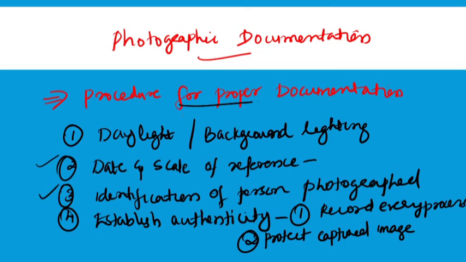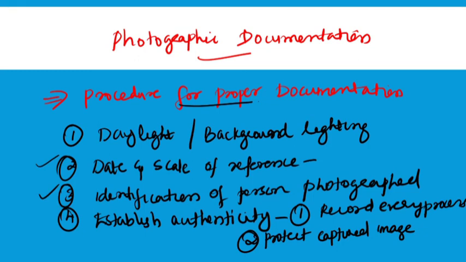And the next thing is identification of the person photographed. The person's identity should be mentioned on the particular photograph. This is for court procedure, when the court needs any further clarification regarding this photo, the person who took the photo can clarify it, so they should keep an identity mark on the photograph.